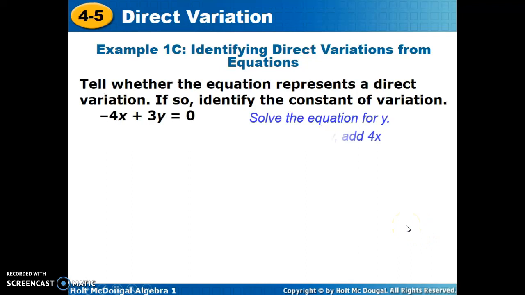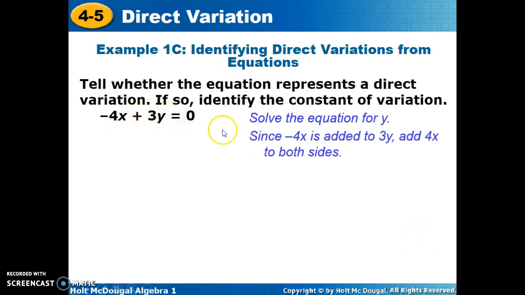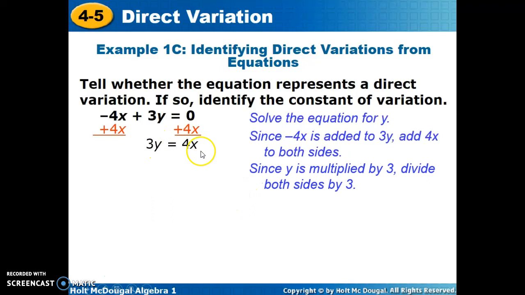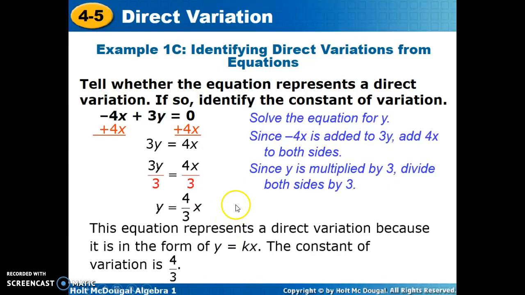Tell whether this equation is direct variation. We see 3 terms again, but I notice one of them is 0. If we add 4x to both sides, we get 3y equals 4x. We can isolate y by dividing both sides by 3, and we can see y equals 4/3 x. Our constant of variation is 4/3, and it is direct variation because it falls in our form y equals kx.